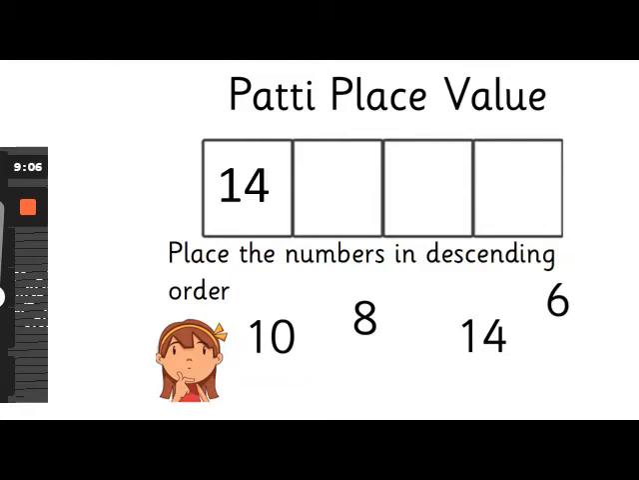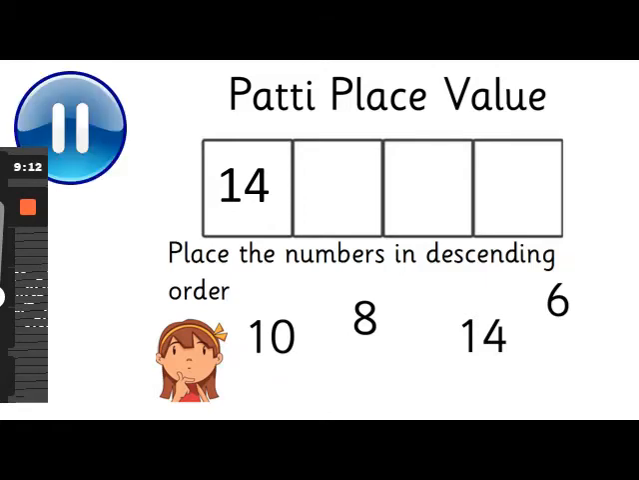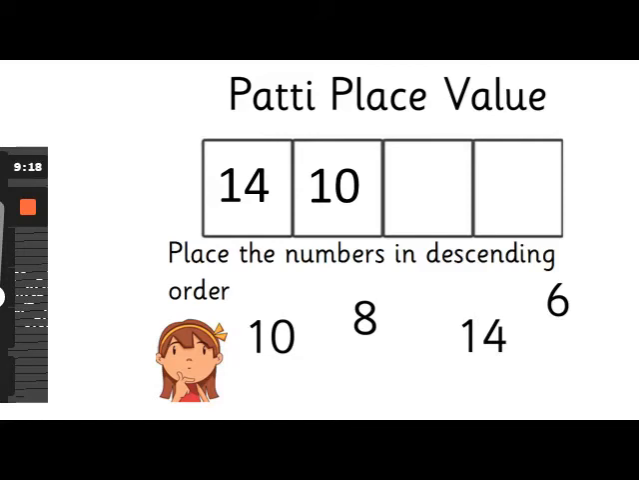Fantastic, it's 14. Well done. 14 is the greatest number. Which number is going to come next? We're getting smaller now. Fantastic, it's 10. Well done. So 14, then 10. Which number is going to come next? We've got 8 and 6.